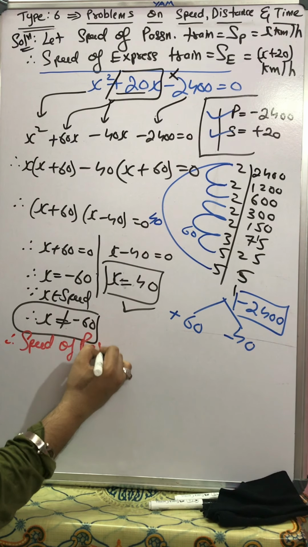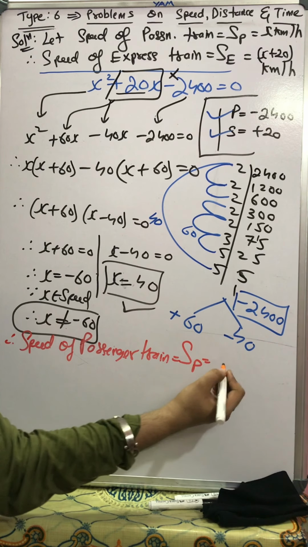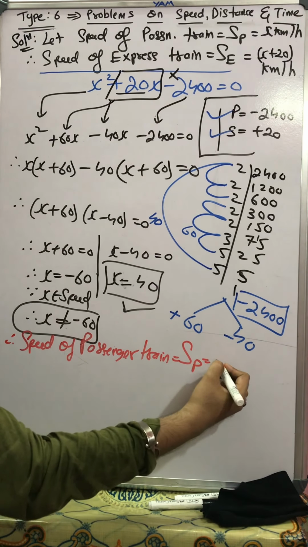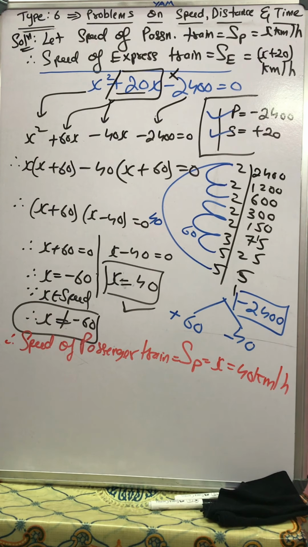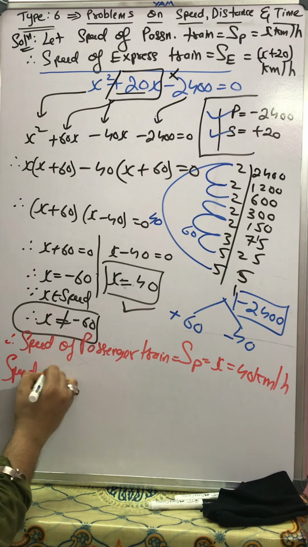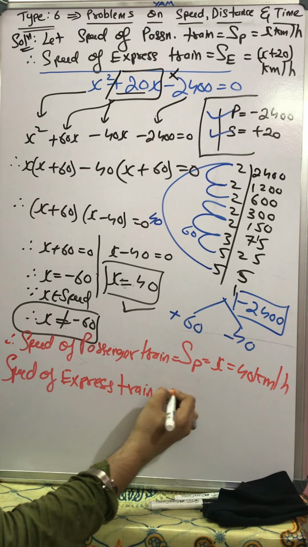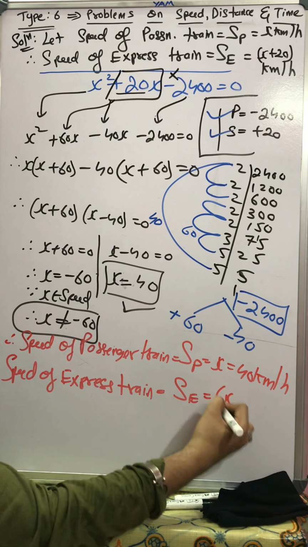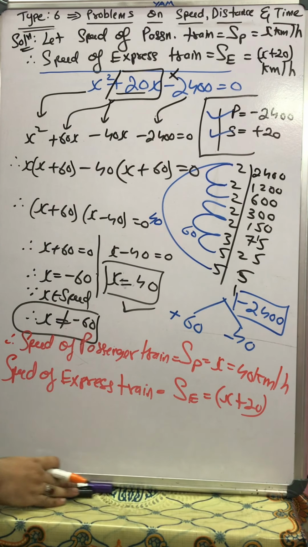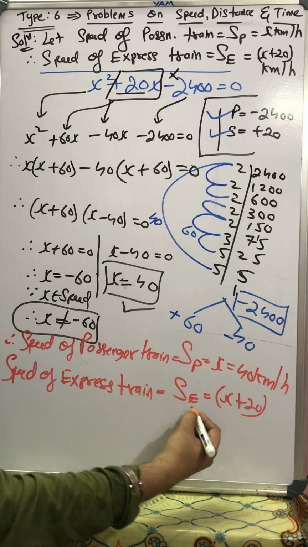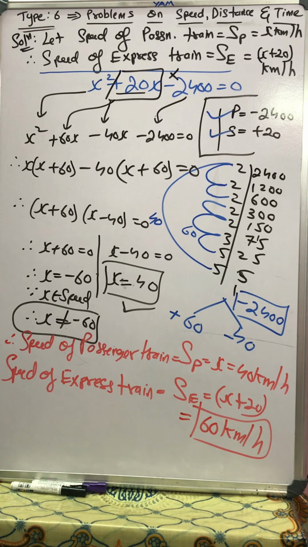speed of passenger train is equal to S subscript P is equal to, we have supposed it as x is equal to 40 km per hour, right? Proper units. Okay, and speed of express train is equal to S subscript E is equal to x plus 20. See here, x plus 20. Okay, so now value for x, what's the value for x? x is 40, 40 plus 20 is equal to 60 km per hour. A very important question.